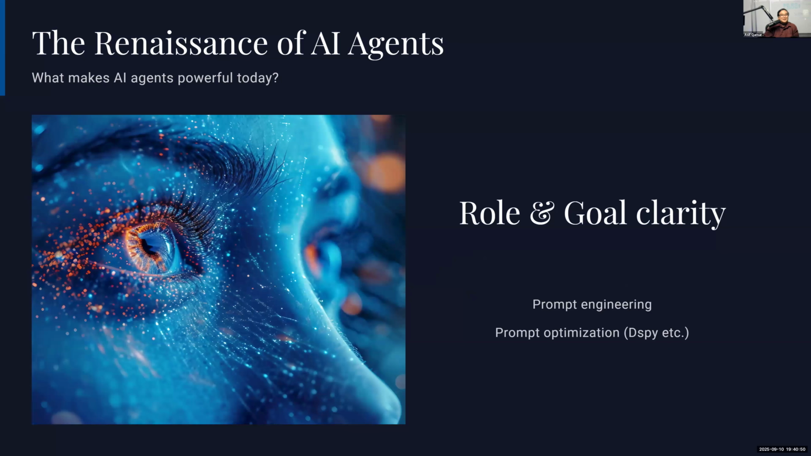So now, the whole renaissance of AI agents: what makes AI agents powerful today? First is prompting. One pillar is prompting. Prompting is often undervalued, right? Prompting is actually hard. Writing good prompts takes a lot of learning to do.